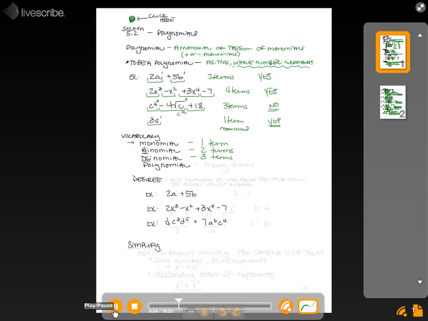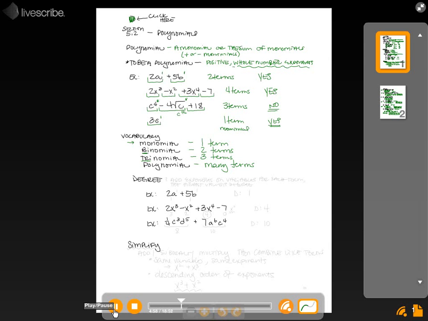A tricycle has 3 wheels. Trinomial has 3 terms. Polynomial is a general term for anything after that, okay? And it just means that it has many terms. So monomial, binomial, trinomial all have specific names. Anything after that we just call a polynomial. So if it's got 10 terms, it's a polynomial. If it has 22 terms, it's a polynomial.